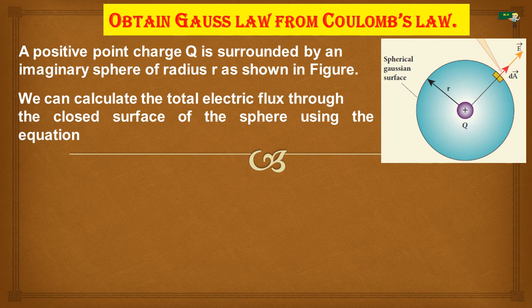A positive point charge Q is surrounded by an imaginary sphere of radius r. This is an imaginary sphere of radius r. We have to imagine it, because the electric field cannot be seen by our naked eyes; we only have to imagine that the electric field is around a conductor or a charge. We can calculate the total electric flux through the closed surface of the sphere using the equation.